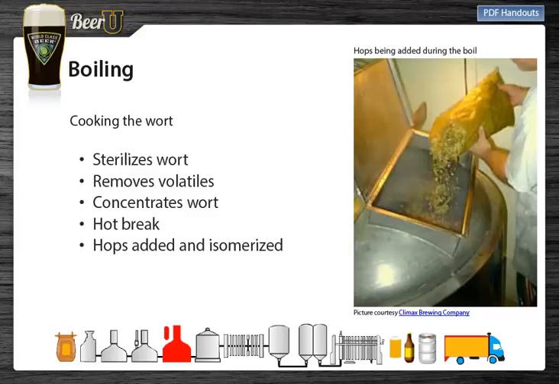Lastly, and very importantly, flavoring hops are added during the boil. In the boil process, a key flavor component of the hops called alpha acids become water-soluble in a process known as isomerization. Once this happens, the wort is able to retain some of the flavor characteristics of the hops that would otherwise be lost.